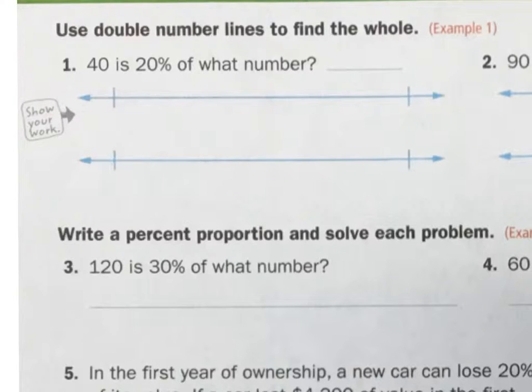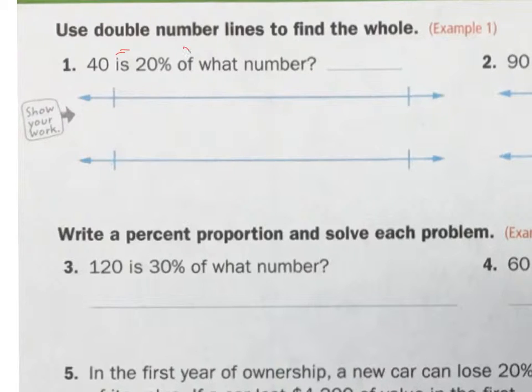All right, this is guided practice 2.8. You watched the teaching video. Now we're going to go through some of these problems. Remember, when you see the word "is," it means equal. So 40 is equal to 20% of some number.